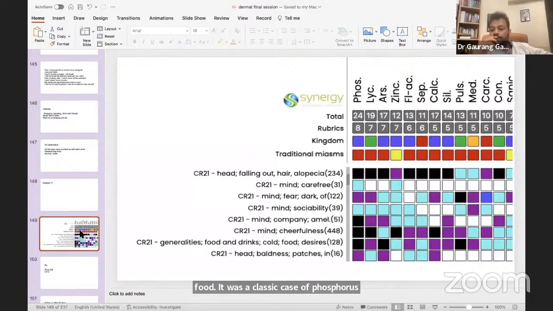The only problem was that phosphorus didn't help her for close to 3 to 4 months. I gave different potencies, but no change. What to do? No change at all.